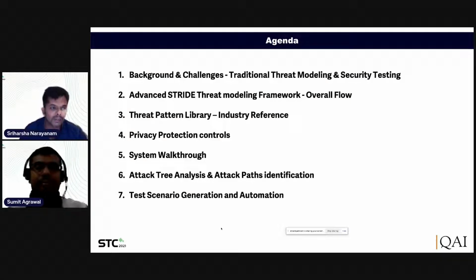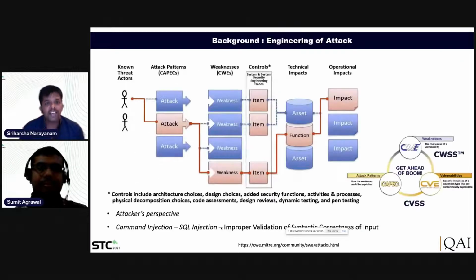And then we'll move on to the framework overall view, and we'll talk about the threat pattern library industry differences which others can take away from this, and privacy protection controls. Then we'll give a system walkthrough, whatever the system we are talking about. Sumit will give us a system walkthrough, and then we'll talk about the attack tree analysis, how it is different from a general attack path analysis, and test scenario generation and automation. This is the whole flow we'll go through today. So to start with, let's talk about the engineering of attack.